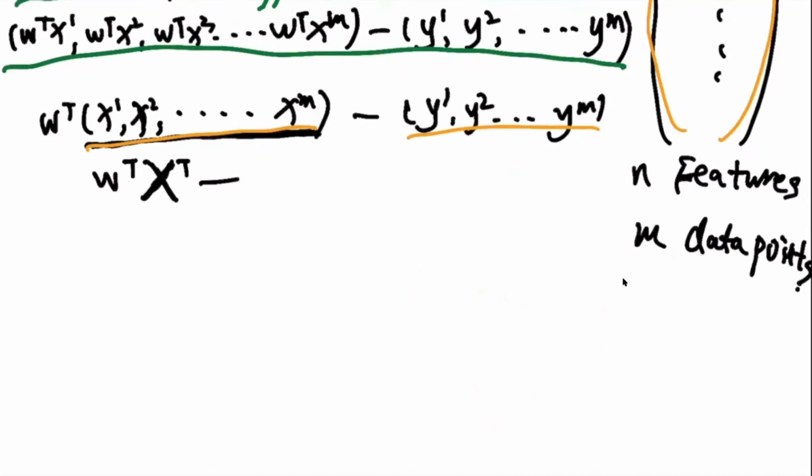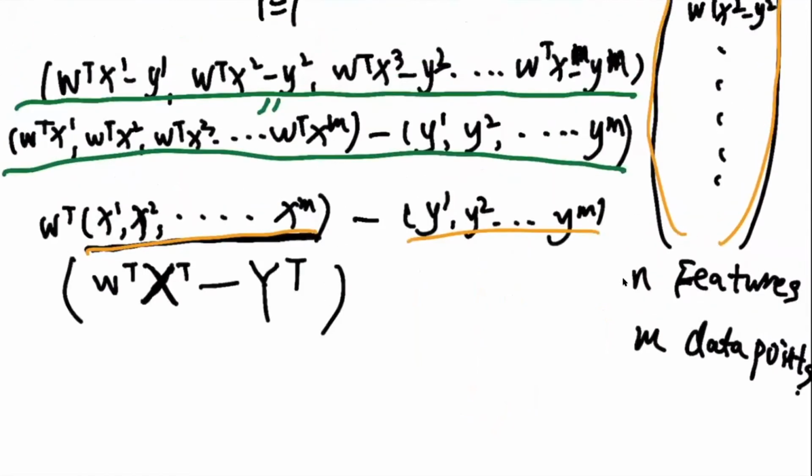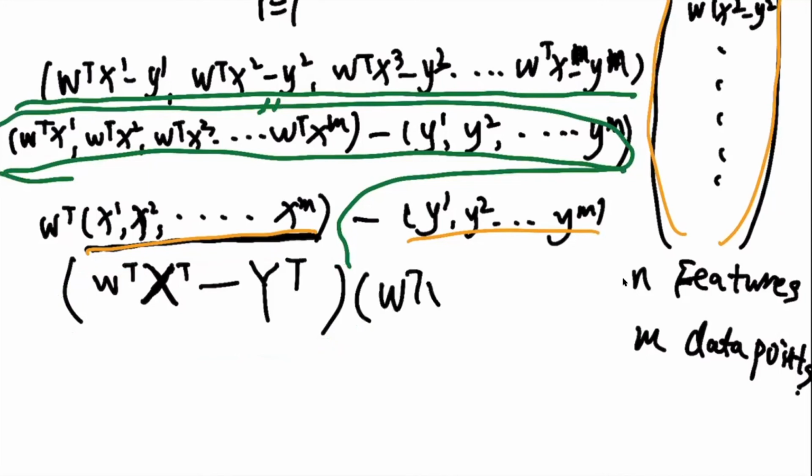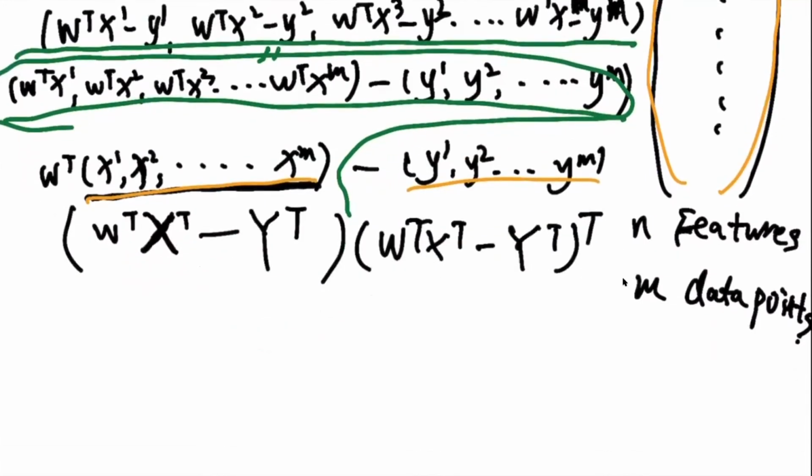That means this actually is W transpose X transpose minus Y transpose, right? But this is just the first item. Don't forget its transpose, and then its transpose will be W transpose X transpose minus Y transpose, and then transpose, right? So now the loss function is like this, and then I will move on.